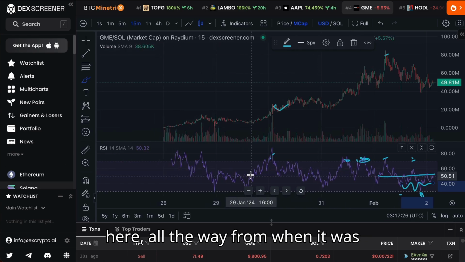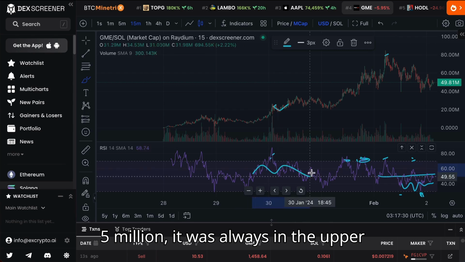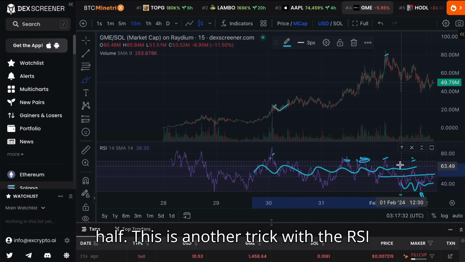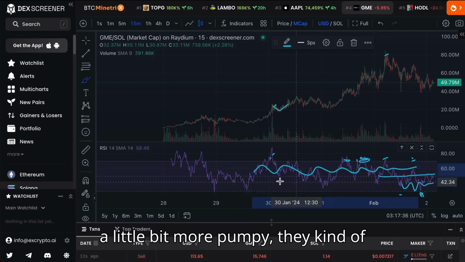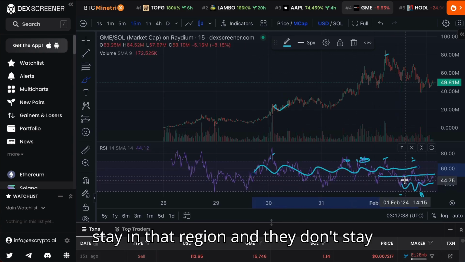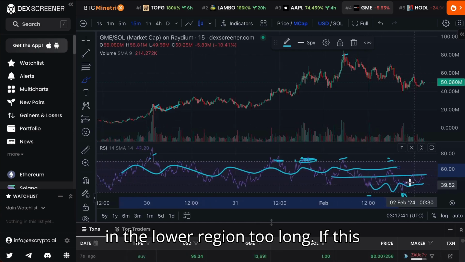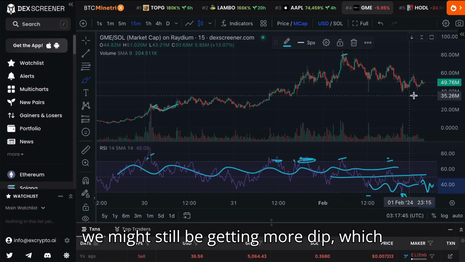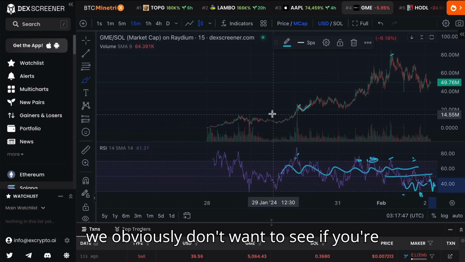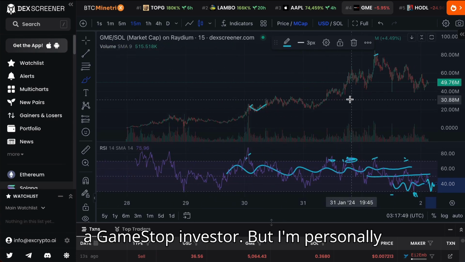You can see here, all the way from when it was 5 million, it was always in the upper half. This is another trick with the RSI as well. The collections that tend to be a little bit more pumpy, they kind of stay in that region and they don't stay in the lower region too long. If this stays in the lower region going forward, we might still be getting more dip, which we obviously don't want to see if you're a GameStop investor.